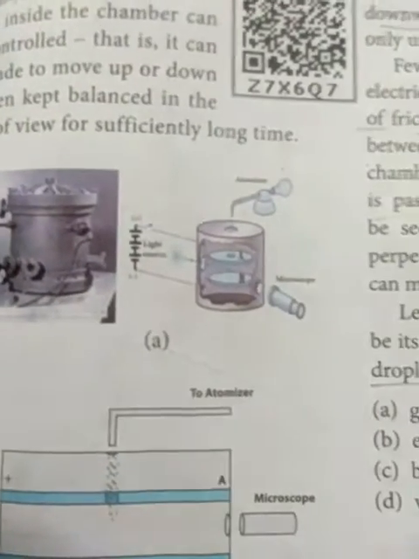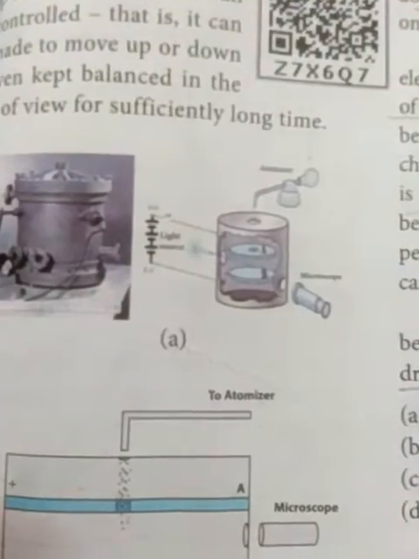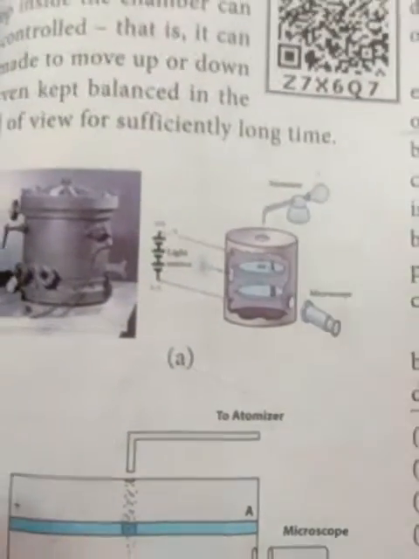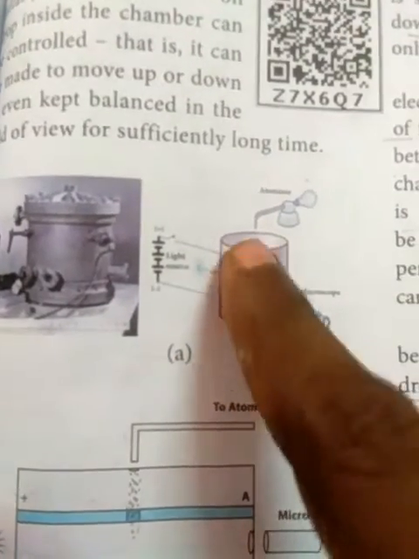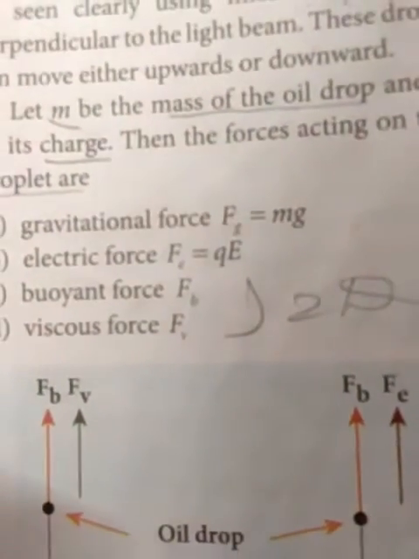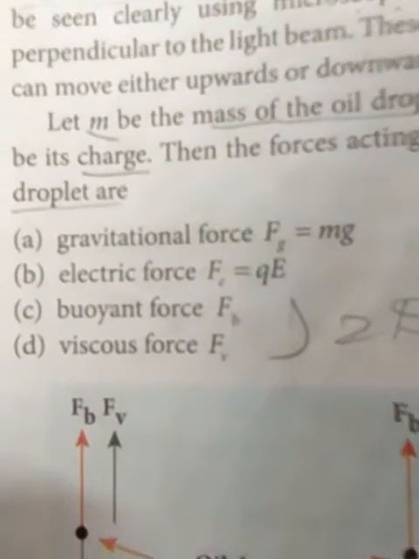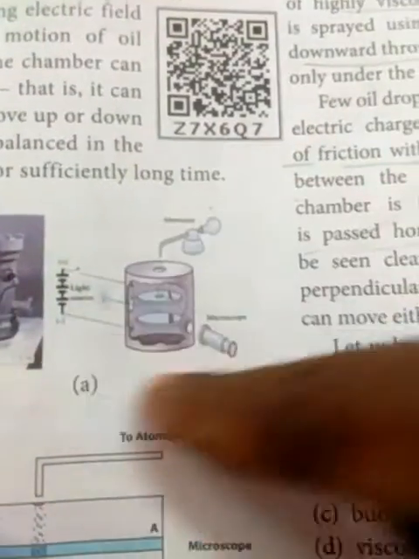Let the mass of the oil drop be small m. The charge produced is some electrical charge, which we take as q. The forces acting on the droplet are the gravitational force Fg equal to mg, the electrical force FE equal to qE, the buoyant force, and the viscous force. I hope you have understood the experimental part.